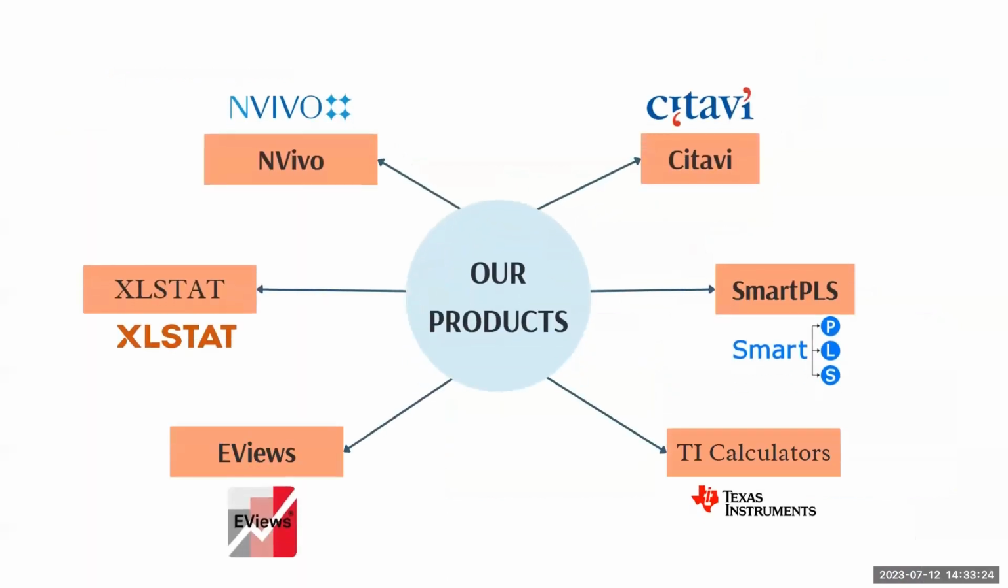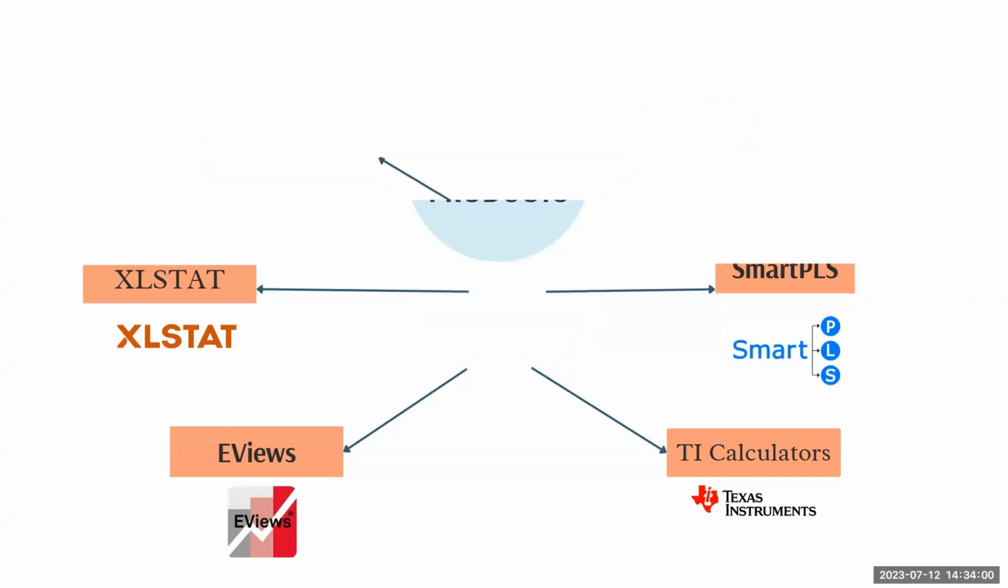These are the products that we deal in. We have NVivo, which is used for qualitative data analysis. Then we have Citavi, which is a reference management tool used for citation. Then we have ExcelStat, which is an add-on module in Excel for advanced statistical analysis. After that, we have Smart PLS, which is used for structural equation modeling using the partial least squares method. After that, we have eViews. This is a time series analysis tool used for quantitative analysis, mainly focused on time series data or cross-sectional data. After that, we have Texas Instruments, which are graphical and financial calculators.